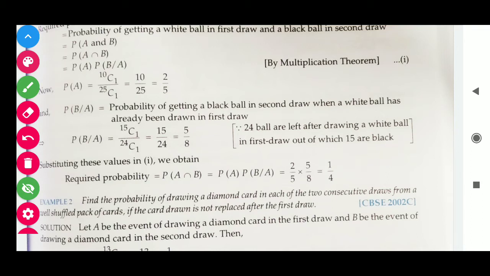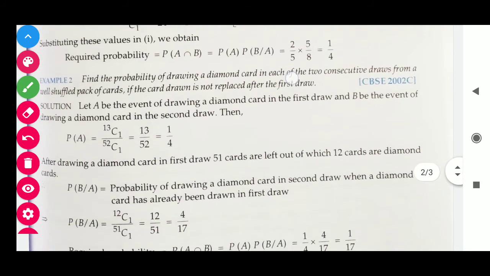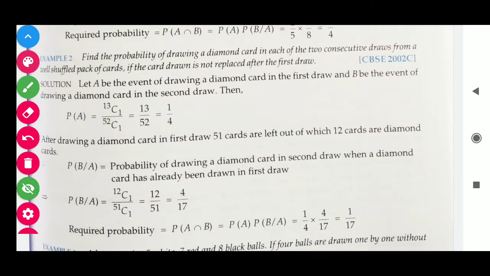Now students, here we have question number 2. Find the probability of drawing a diamond card in each of the two consecutive draws from a well shuffled pack of cards. Now students, we have to find the probability of drawing a diamond card. We know that diamond is a suit. We have total 4 suits in the set of 52 cards, and diamond is one of the suits, in two consecutive draws. Consecutive means we are drawing the cards in continuation.